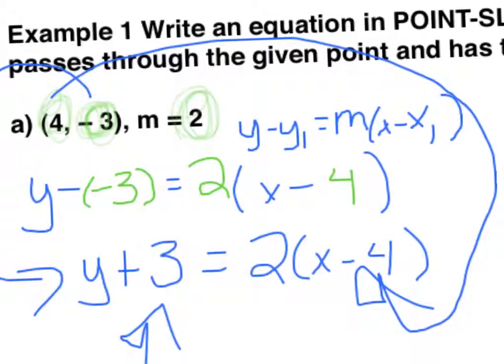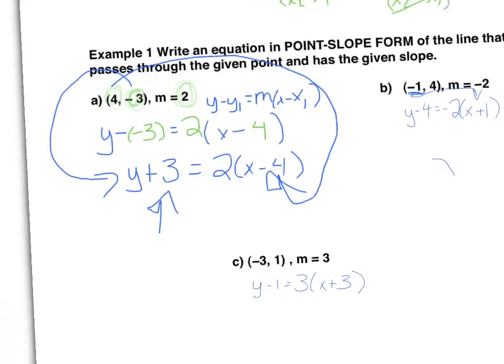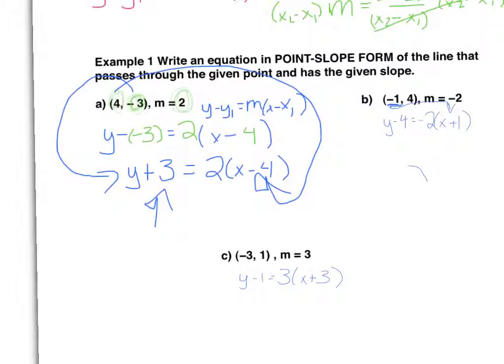Now going back down and finishing up this example here, letter C, we just plug in. y minus 1, the given value, equals my slope, 3, times x plus 3. And that is it for that first section. So in our homework, it should be just that easy. Okay, if they give you a point and a slope and say to plug it into point slope form, it should be super easy for us to get pretty quickly.